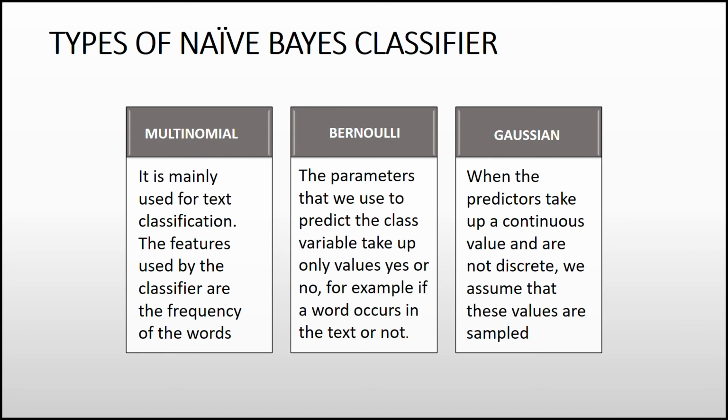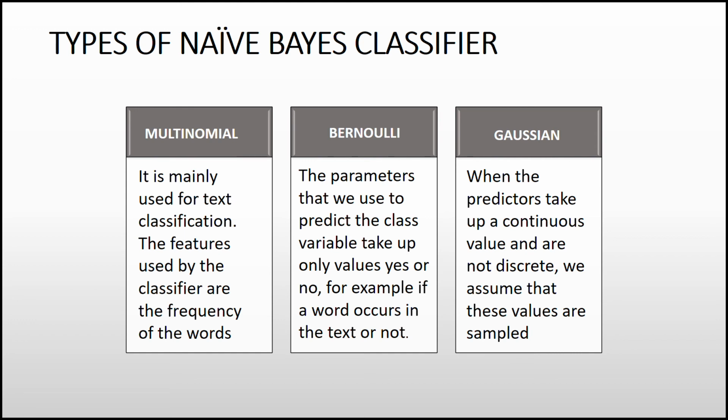In that case the multinomial Naive Bayes classifier is used, and the Bernoulli Naive Bayes classifier is used when the features are Boolean values. In our previous example we saw the golf data set. In that we have windy as a Boolean feature, that is yes or no. Like that, Bernoulli is mainly used for features that are Boolean or take binary values, either yes or no. For example, in text classification, whether the word occurs or not, it's used for binary features.